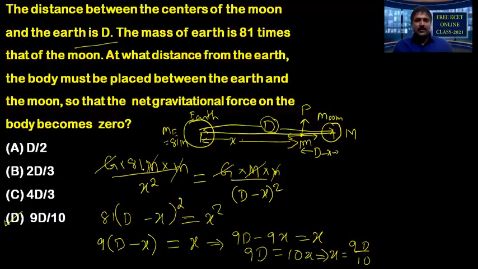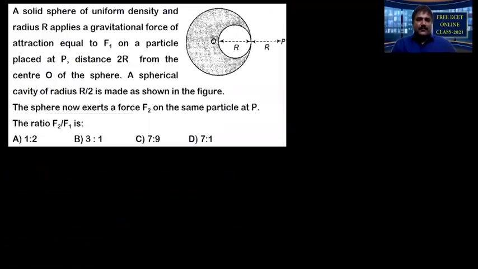Hence the correct option is D, where the object is placed at a distance of 9d upon 10, so the distance from the moon will be d by 10. At that point, the body doesn't experience any net force. Then I move to the next question.